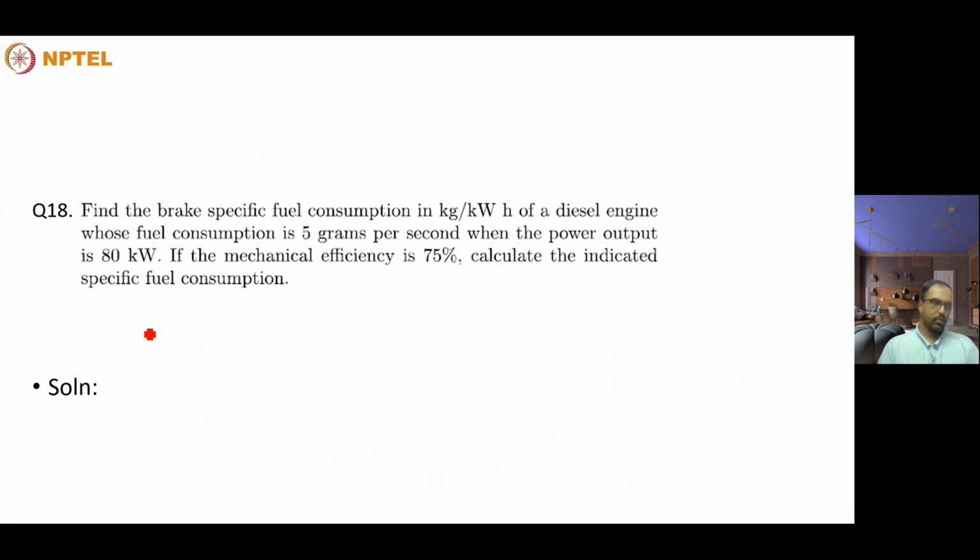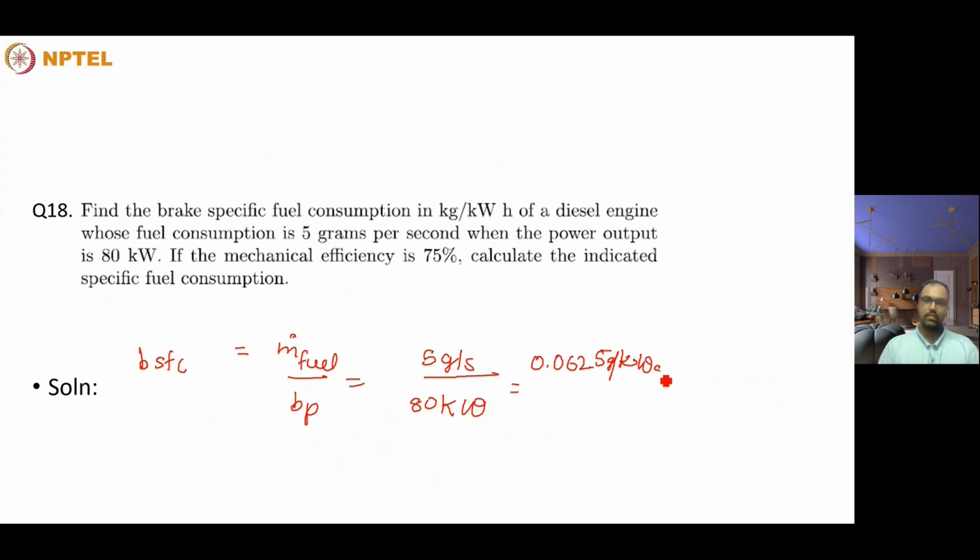So in this particular problem, the brake specific fuel consumption is equal to the mass flow rate of the fuel divided by the brake power. It's given by 5 gram per second. Brake power is 80 kilowatt, equal to 5 by 80. It will be coming around 0.0625. 0.0625, it's gram per kilowatt second.